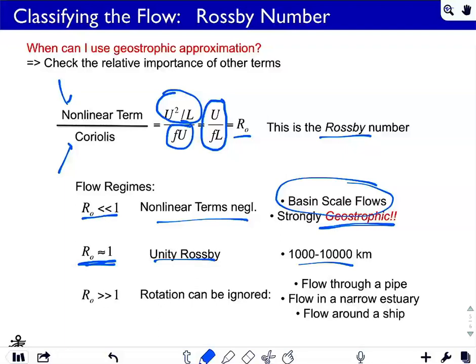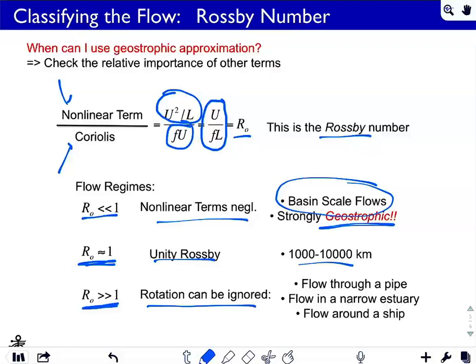Now, if we get to bathtub scale, in this case, your velocities are still on the order of 10 centimeters per second, excuse me, but your length scale is now getting on the order of a meter, so that denominator is getting pretty small, and we're getting a ratio up there on the order of much larger than 1. In this case, Coriolis is small compared to the nonlinear term, and we can ignore the Coriolis. We can ignore rotation. So if we're studying flows in a bathtub, flows around a ship, I have some other examples here, you can ignore the effects of rotation. They don't matter at those length and velocity scales.